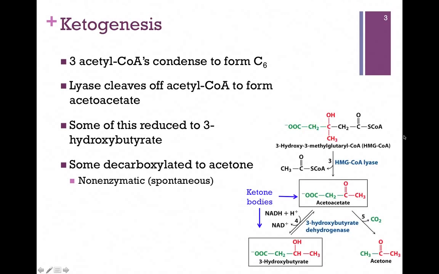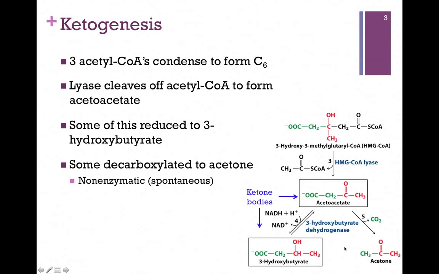Next, we have the enzyme lyase that's going to clip off that end acetyl-CoA group, and that will form acetoacetate, pictured here. This can then be reduced. We're going to reduce that carbonyl carbon to a hydroxyl group, and that forms 3-hydroxybutyrate. These two products in boxes, the acetoacetate and the 3-hydroxybutyrate, are the ketone bodies. You'll notice these are both acids. They both have carboxyl groups.